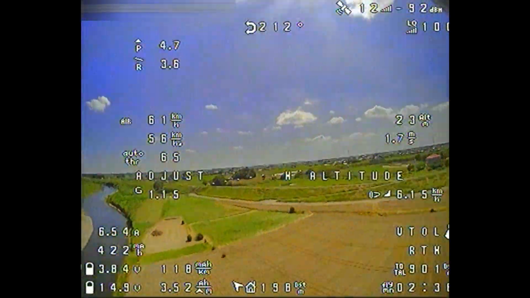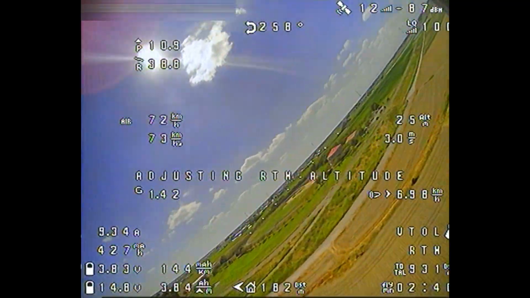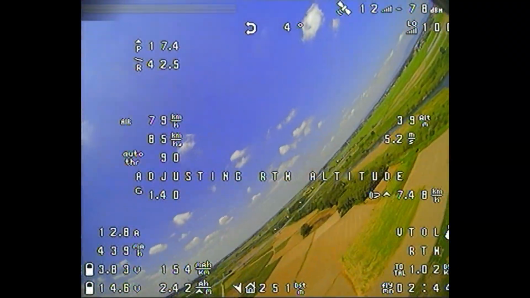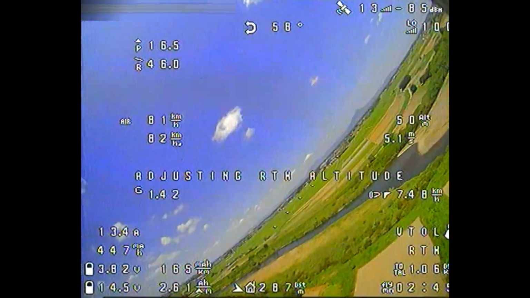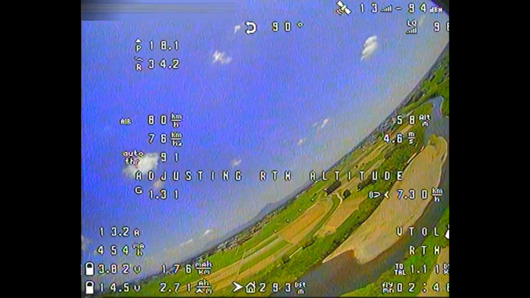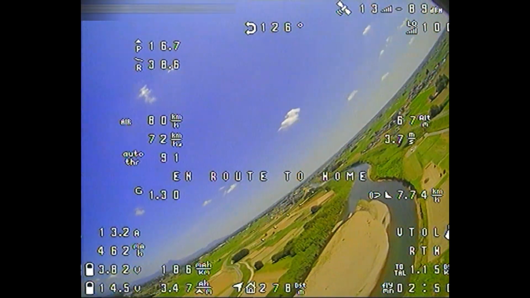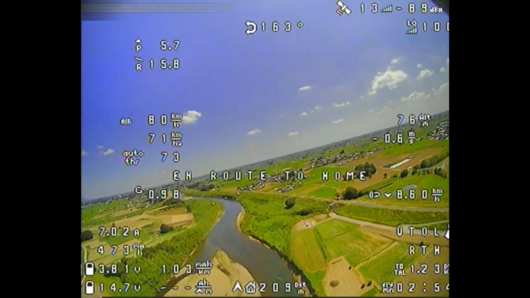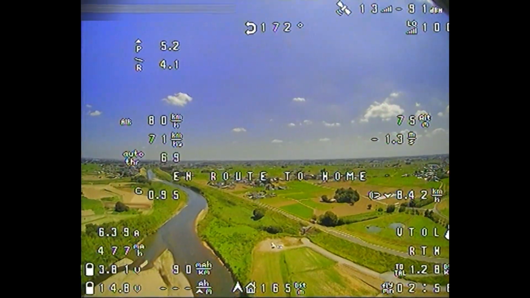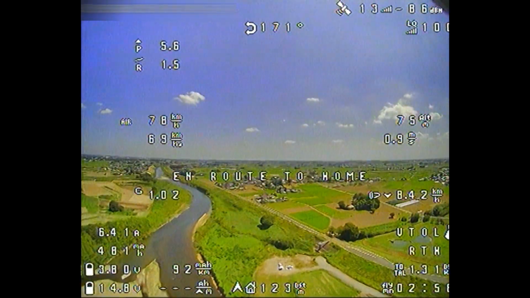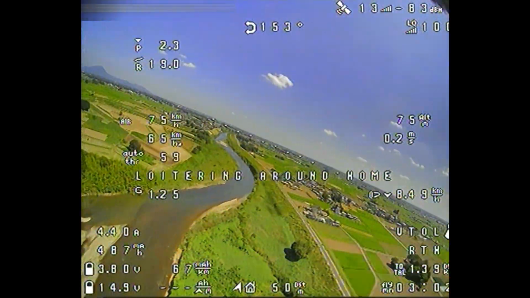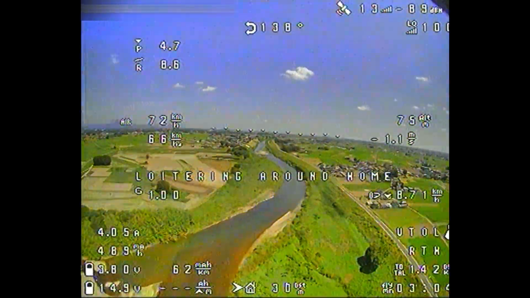Here I have flipped the return to home switch to test the navigation mode on fixed wing state, or fixed wing mode. I have confirmed that the navigation mode is working, but I didn't try the failsafe, so I don't know what to expect when the plane failsafes. Honestly, I'm still thinking about what to do when it failsafes.